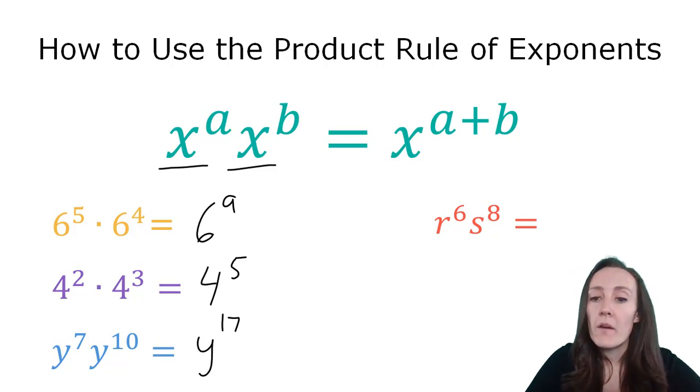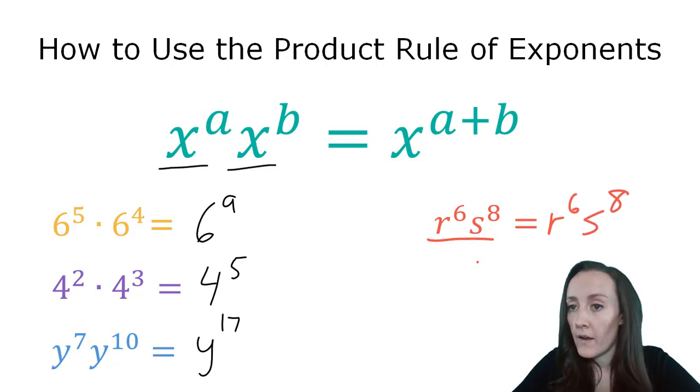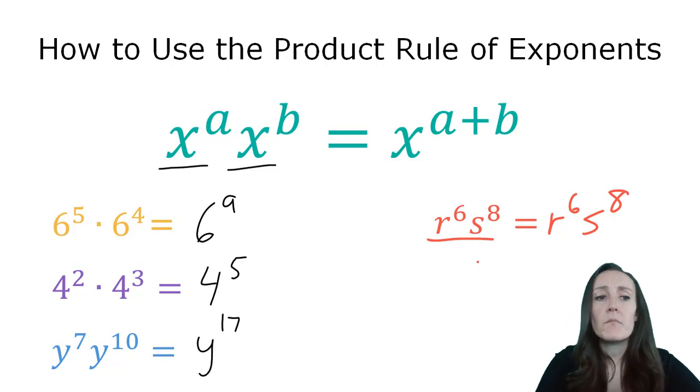The one thing to be aware of is that the bases have to be the same. So if you have a problem like r to the 6th and s to the 8th, you can't simplify that any further because the bases are not the same. You would just say that it's not simplifiable and rewrite it as the problem that they gave you.